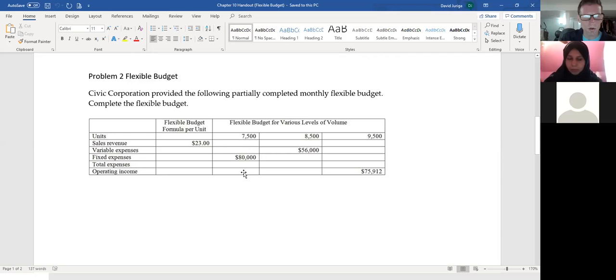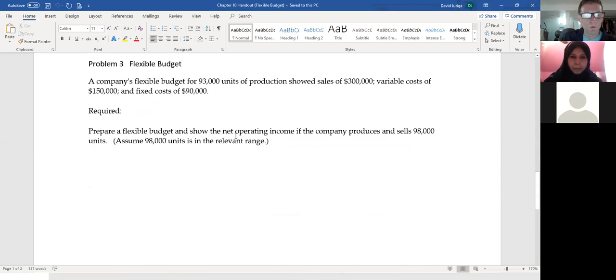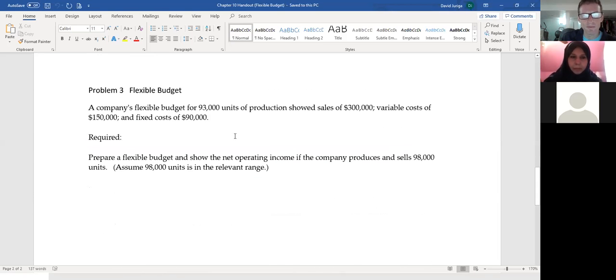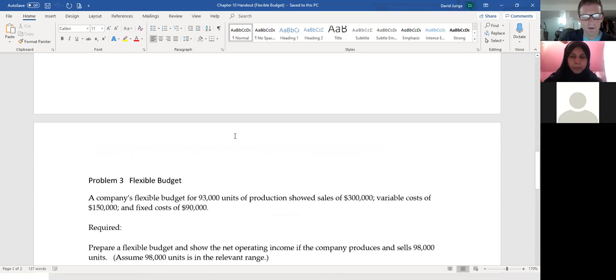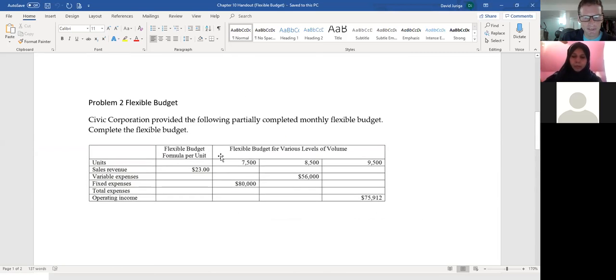We're going to look at first, I'm going to start with problem 2. They're giving us a flexible budget for different volumes of activity. We've got 7,500 units, 8,500, and 9,500. And then we're going to do another one on problem 3. So here's all the data, in this format. And I've given you this template in Blackboard.